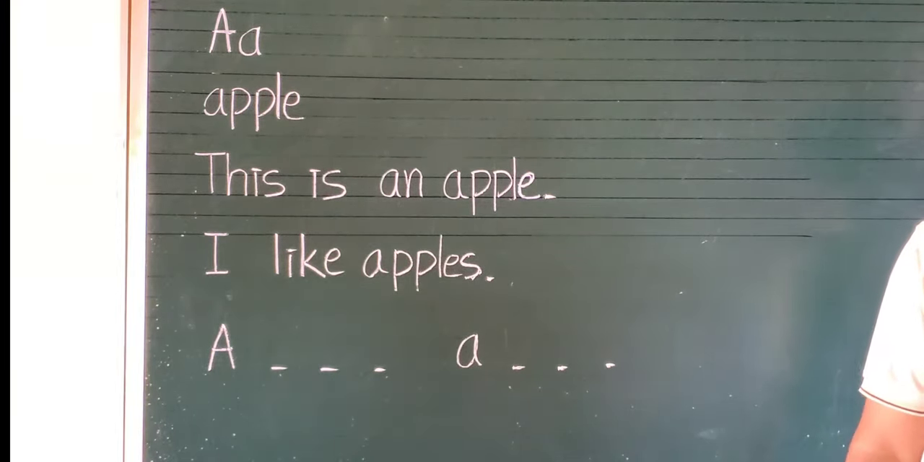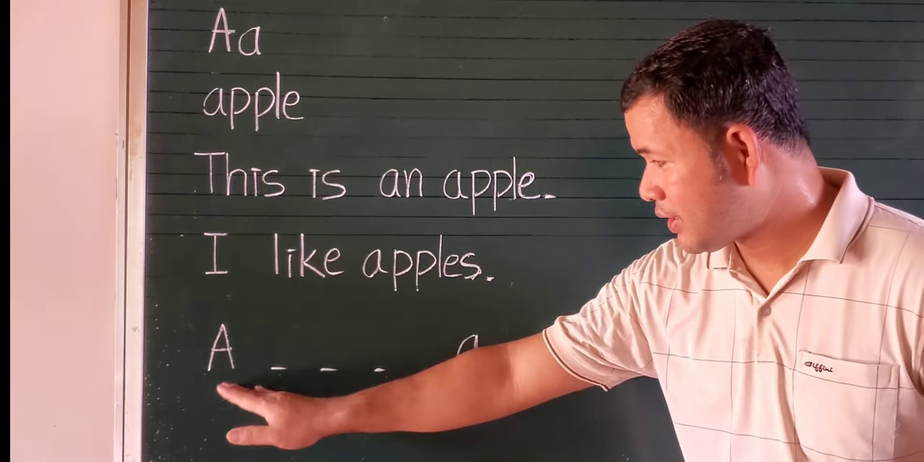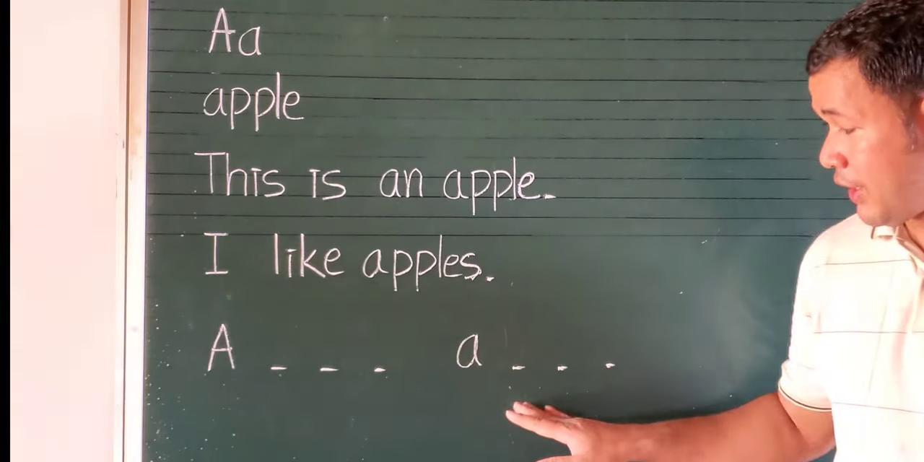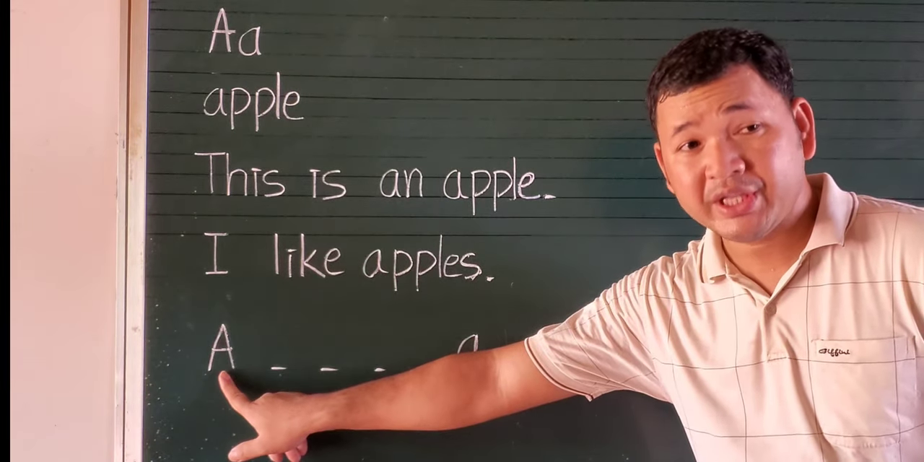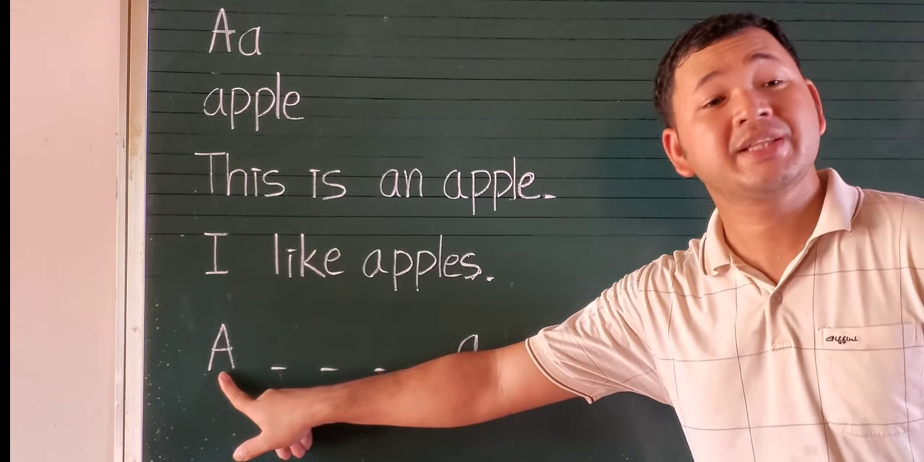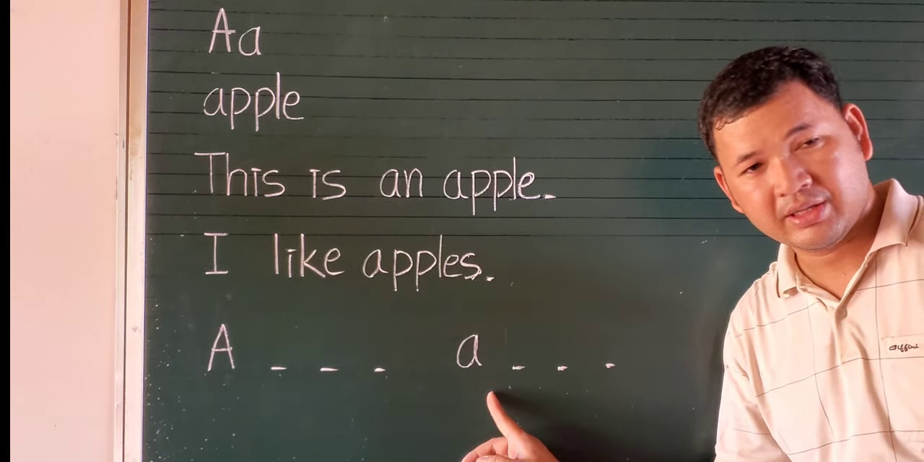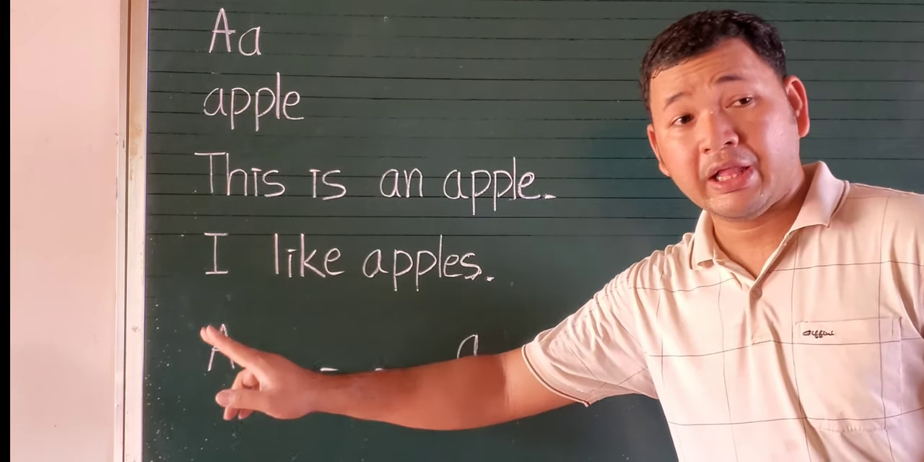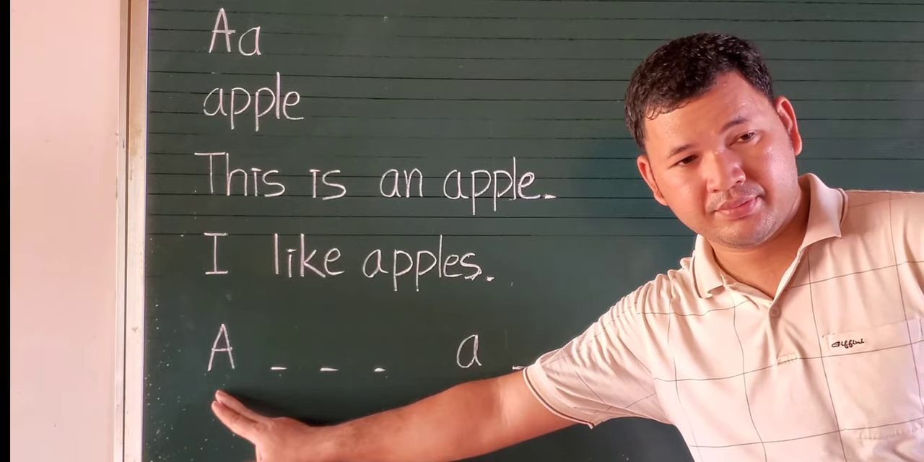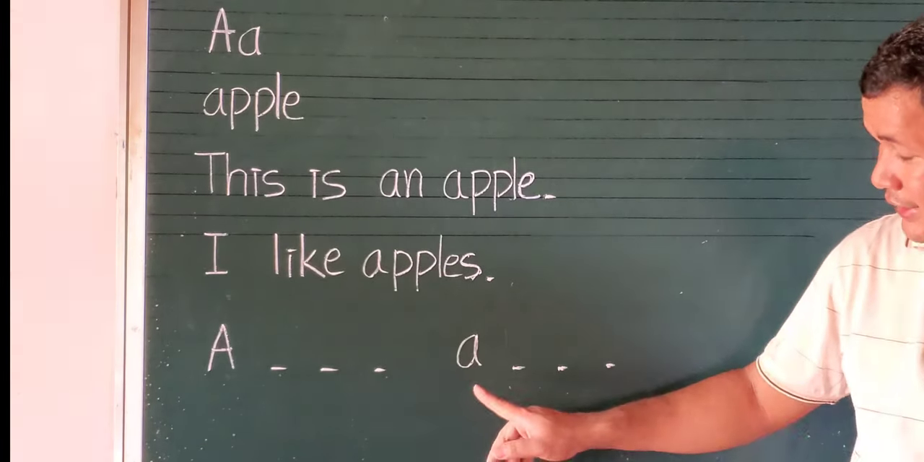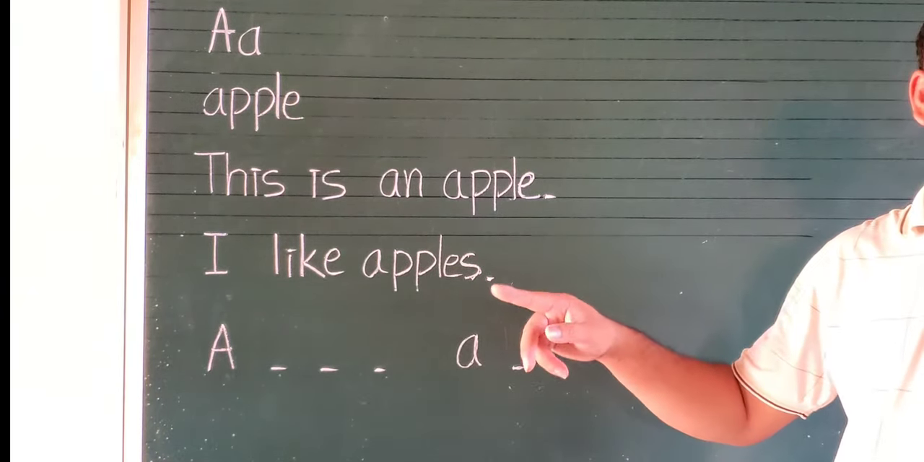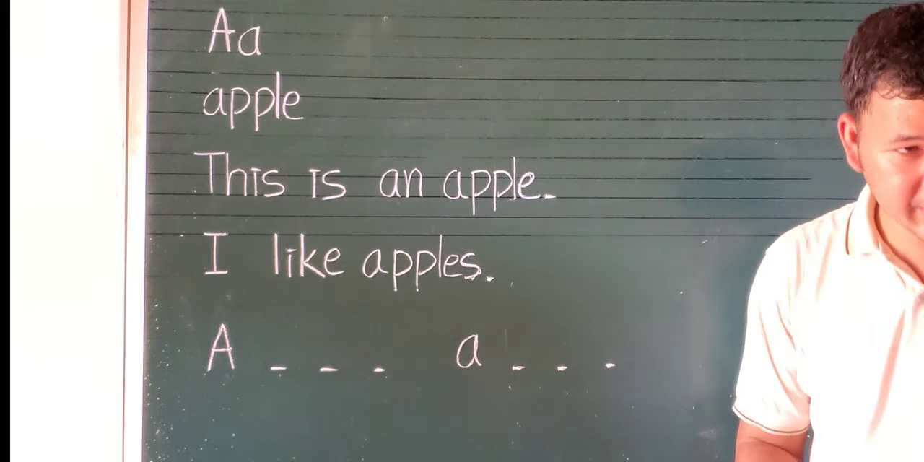So now it's time for you to practice the rhyme. Big letter and small letter. What is the letter? Letter A. Letter A, big or small? Big. Big letter A. And this one? Small. Small letter A. Good.